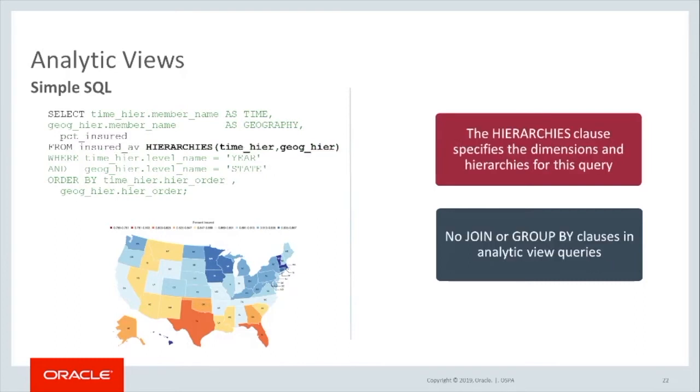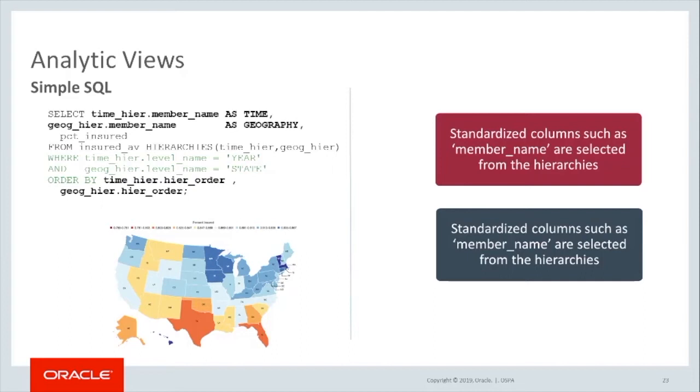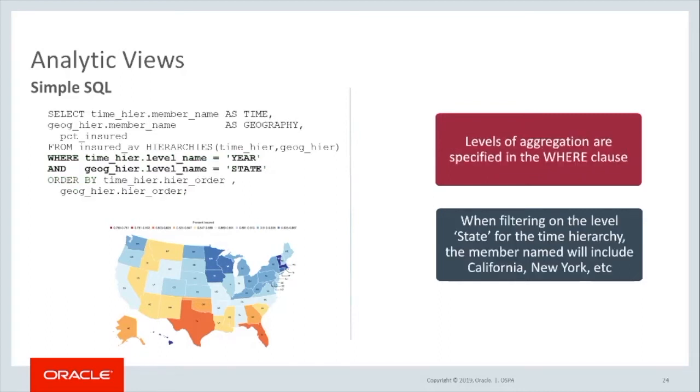If you have ever worked with hierarchies, notice we just specified the dimensions for the query without joining or grouping by. Again, making this very simple to just state what levels you want the data to be returned. We just stated hierarchies and the time and geography hierarchies. The member_name syntax makes it much easier to select instead of trying to figure out the various columns you would need from the hierarchies.